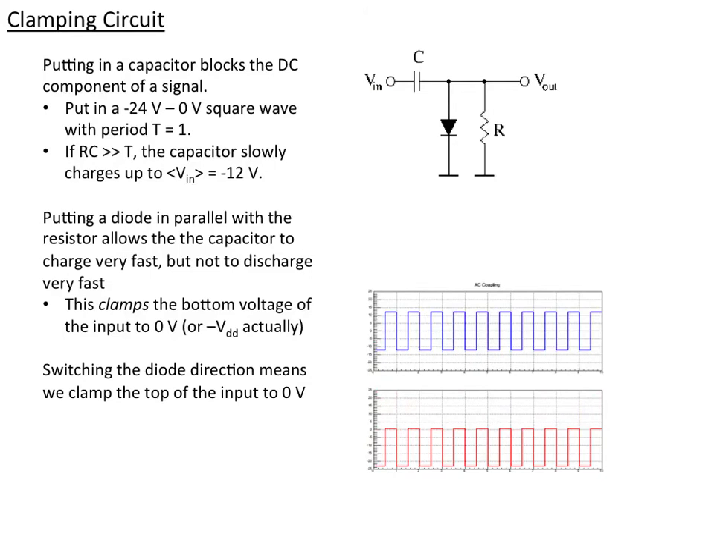And of course, if I change the direction of the diode, now I've taken this level and say, oh, the top of that signal can only be 0 or plus 0.7 volts. And so I take my plus or minus 12 and make it 0 to minus 24. So basically, depending on the direction of the diode, I clamp the bottom of the signal to 0, in this case, or whatever my reference voltage is, or the top to the reference voltage.